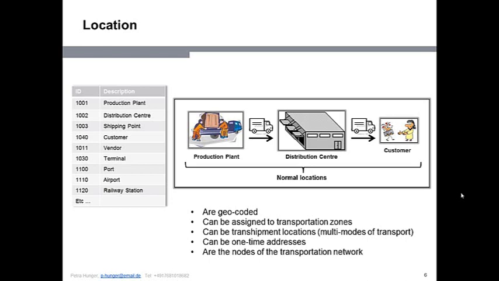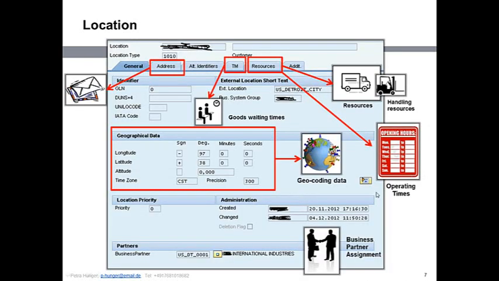Locations can also be set up as transshipment locations. This means that the mode of transport is changed at this location, and we see more about this on another slide. For example, goods are brought by ship from the production plant to the port, and from there they continue the journey by truck. So let's talk a little bit about locations.